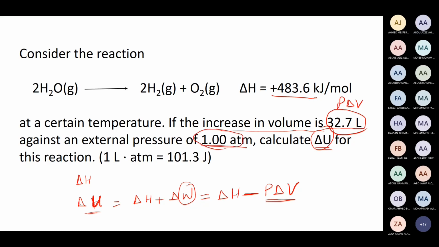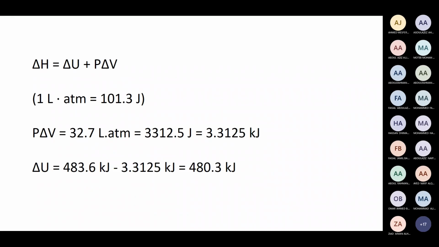So what is the P delta V? 32.7 multiplied by 101.3. Now, the unit here is liter atmosphere. I want to change it to joule by multiplying by 101.3 to make it joule. And delta H is given to me in kilojoule, so I can say it's 483.6 times 10 to the power 3 joule, and I can do my calculation. Or change it to kilojoule. Clear? This is the answer.